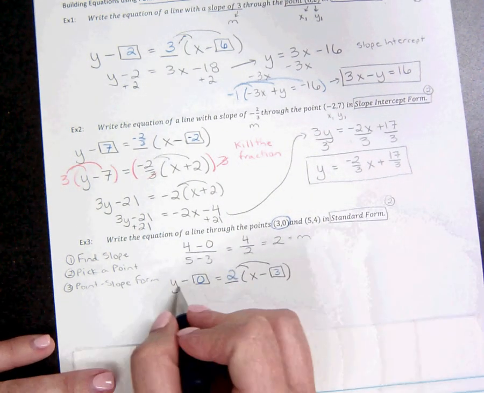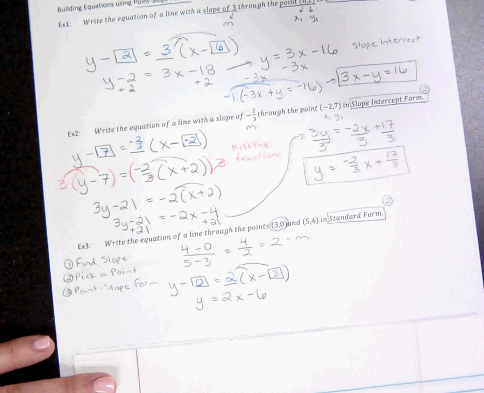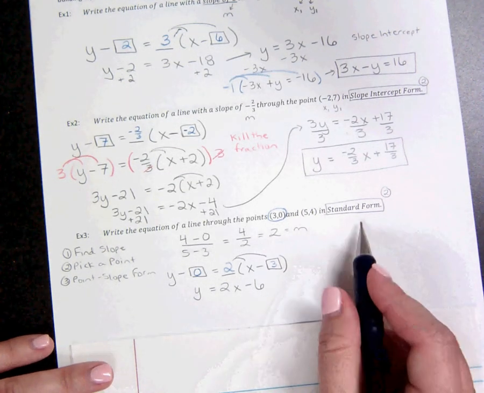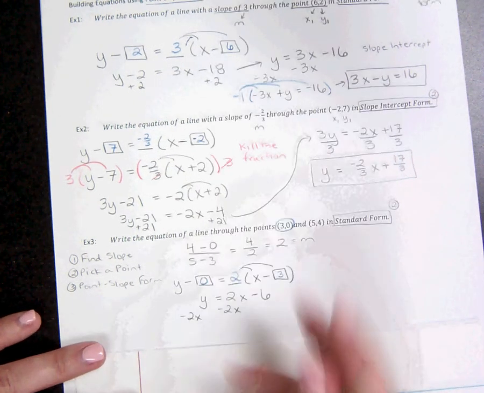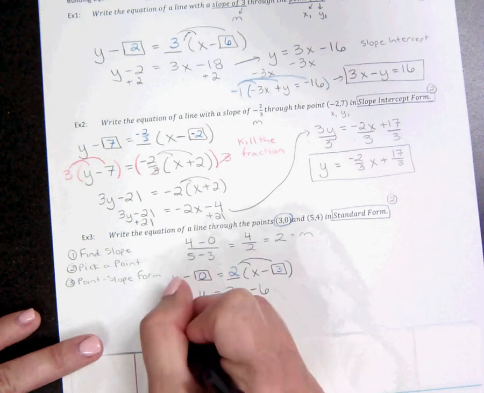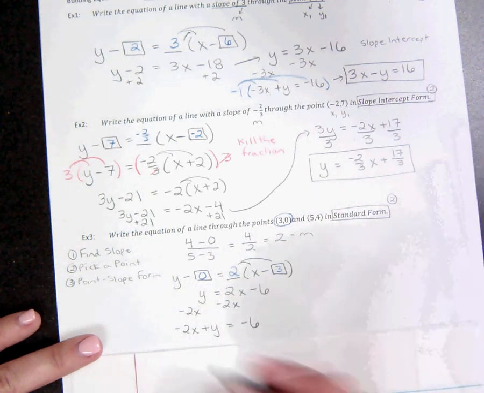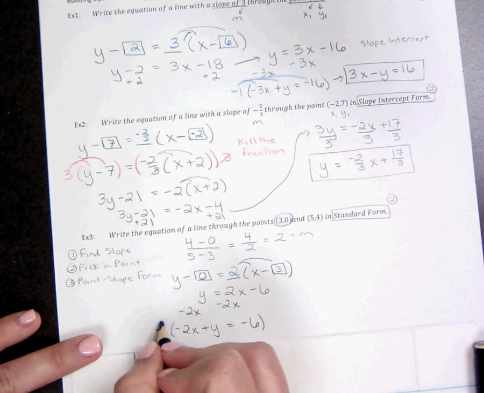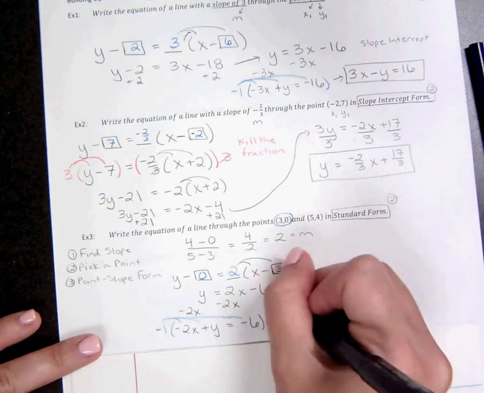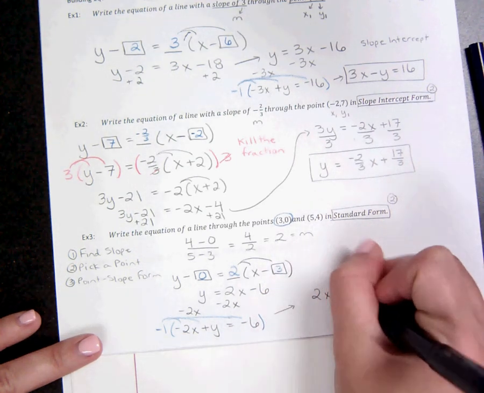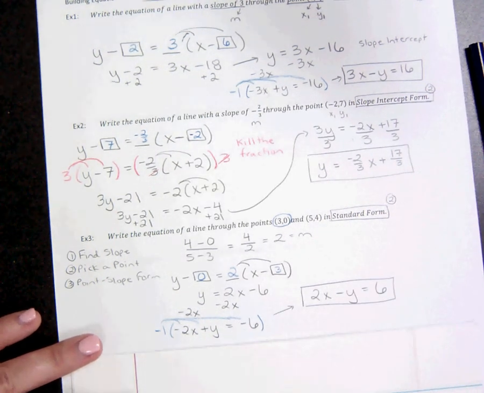So we'll distribute that to y minus 0 is just y equals 2x minus 6. We're in slope-intercept form. It's asking for standard form, so we will subtract 2x from both sides. That's going to give us negative 2x plus y equals negative 6. And then we just need to fix that leading negative by multiplying everybody by negative 1, including the 6 over here, for our final answer of positive 2x minus y equals positive 6. So there's my equation in standard form.